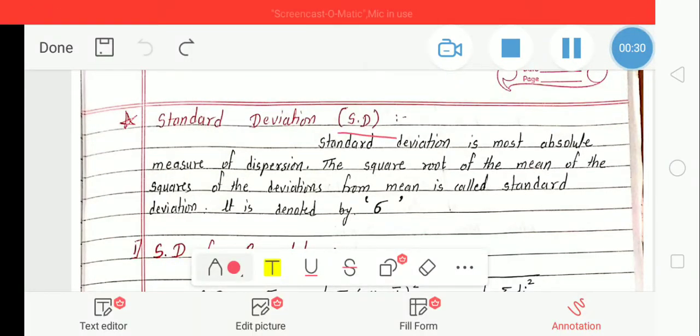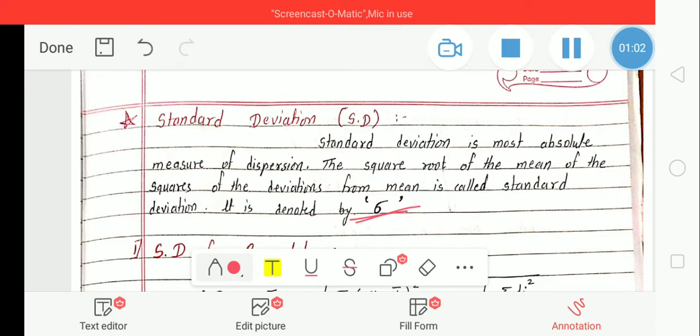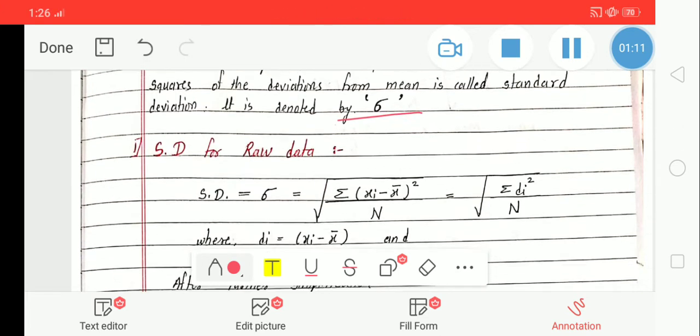Standard deviation, denoted as SD, we can also write as D. Standard deviation is the most absolute measure of dispersion. The square root of the mean of the square of the deviations from the mean is called standard deviation, and it is denoted by sigma.